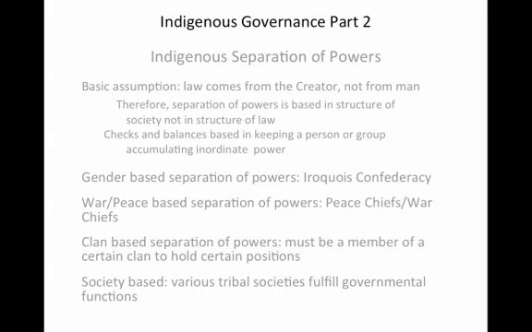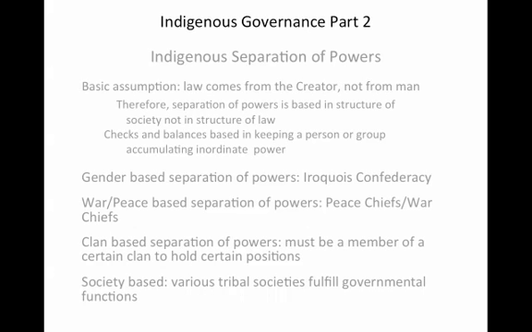Okay, the last thing that we're going to talk about in this lecture part of module 5 is the section here on Indigenous separation of powers, Indigenous governance part 2. One of the things that we saw in the Western system is a separation of powers that's based in dividing, I guess you say, the functions of lawmaking and law enforcing and law administering. And that seems to be the focus of Aristotle's separation of powers. And of course, within that is the assumption then that human beings are those who make the law.